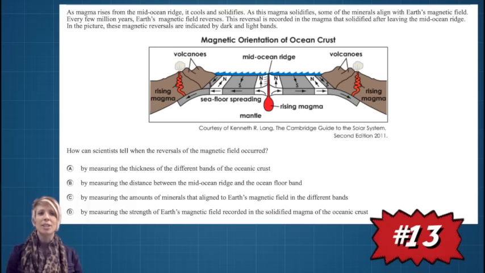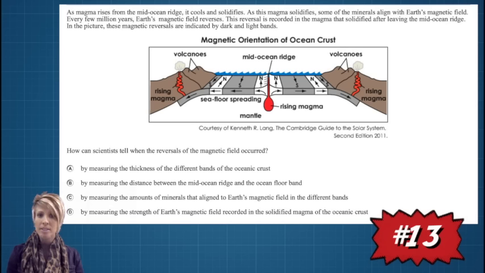Okay, moving on. Take a look. It says, as magma rises from the mid-ocean ridge, it cools and solidifies. As this magma solidifies, which again means it's becoming solid, it's hardening, some of the minerals align with Earth's magnetic field. Every few million years, Earth's magnetic field reverses. This reversal is recorded in the magma that solidified after leaving the mid-ocean ridge. In the picture, these magnetic reversals are indicated by dark and light bands.